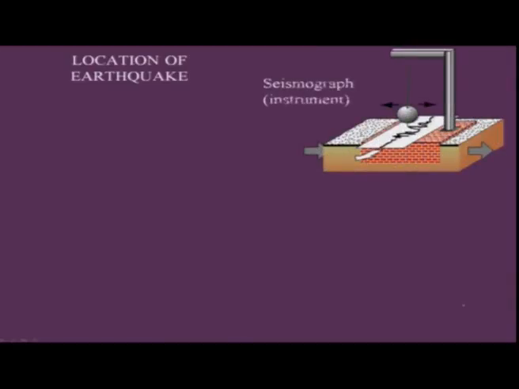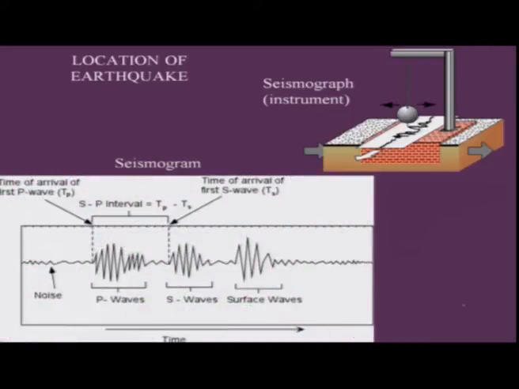Now, for the location of earthquakes, the instrument we use is termed a seismograph. The information collected on paper or a graph is termed a seismogram, where we identify the arrival time of the P and S waves. Then we take the time difference between the P and S wave arrivals, and also look at the amplitude, which can help in identifying the earthquake.